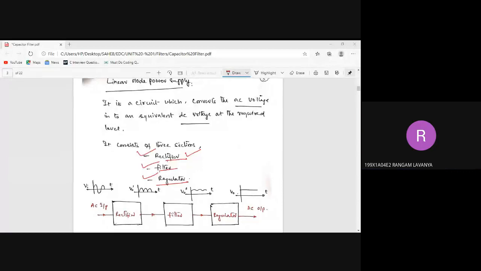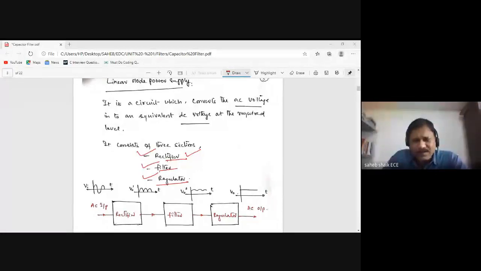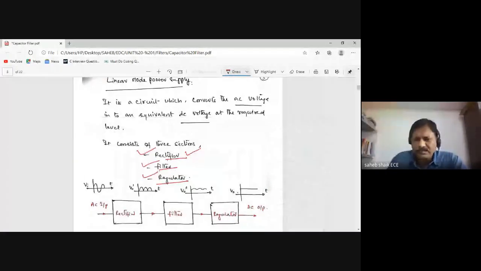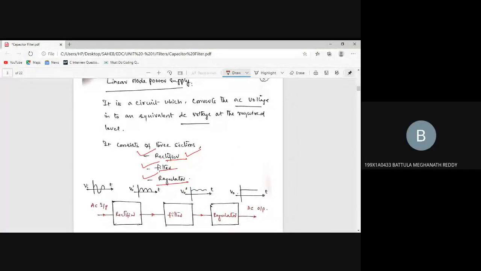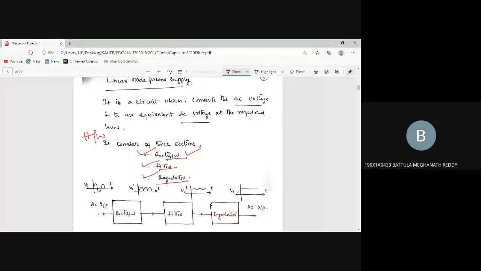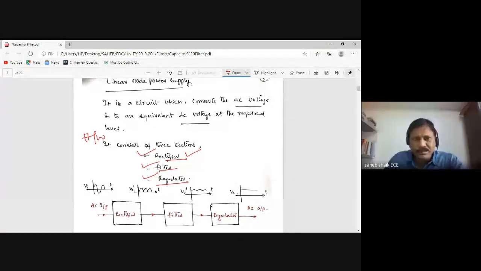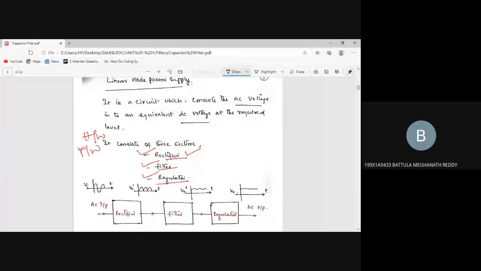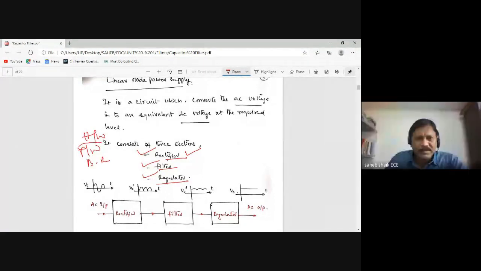What all did we study in the rectifier section? What types of rectifiers did you study? Half wave rectifier, full wave rectifier. Half wave rectifier is there. Full wave rectifier is there. Another is the bridge rectifier. Full wave rectifier with the center tap. This is also a full wave rectifier. There is a bridge rectifier, and this is the half wave rectifier.